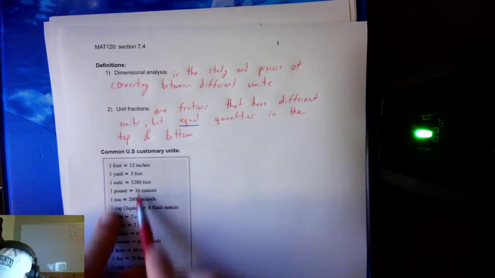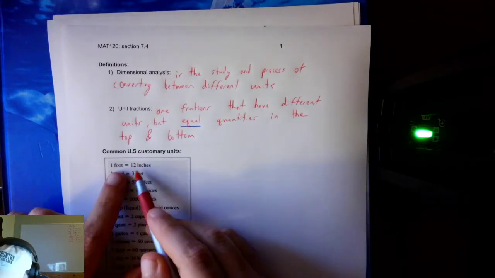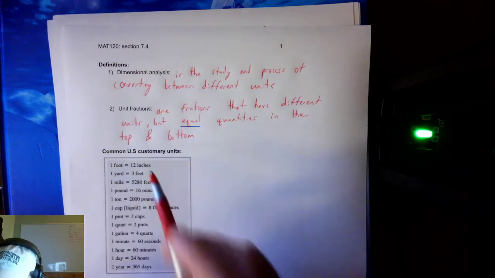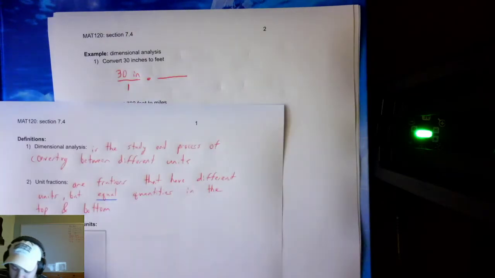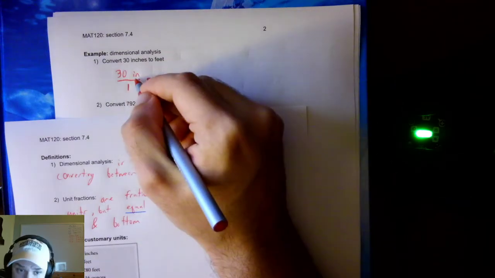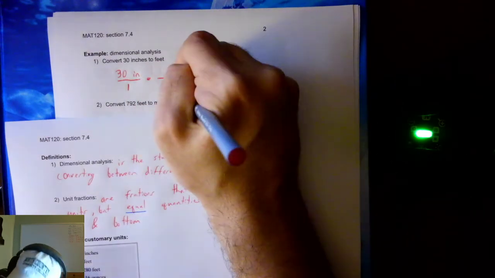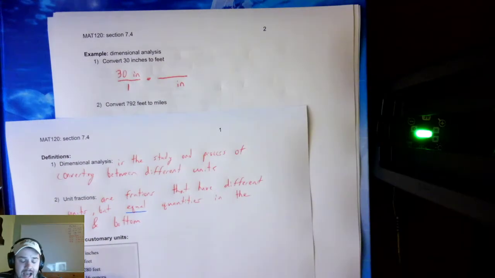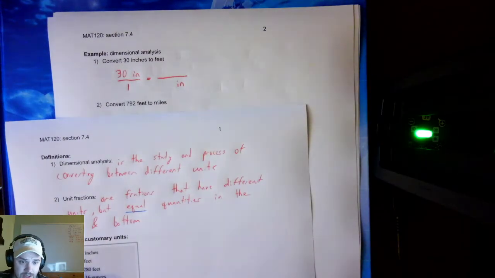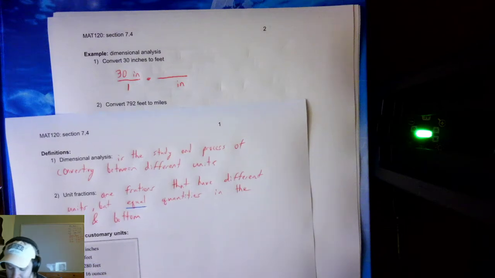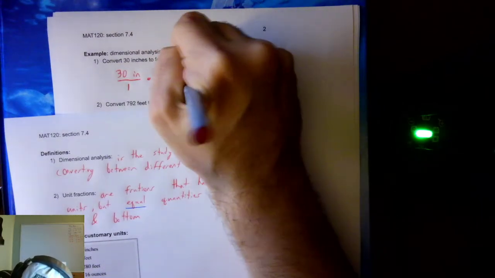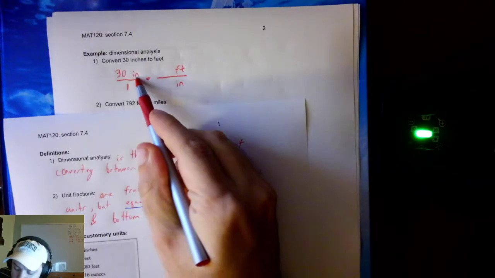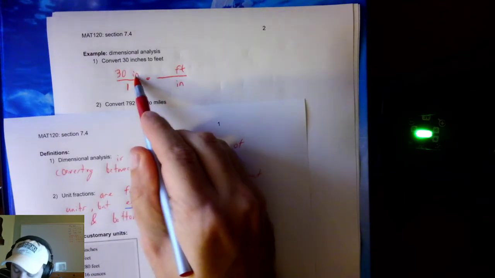Let's see here. Is there any unit fraction that relates inches to feet? There is, right? 1 foot is 12 inches. That relates inches to feet. Now, I need to be careful. Inches is in the top originally, so I'm going to put inches in the bottom here. I need to cancel inches, no matter what. And then I'm going to put feet in the top. So I choose the location of my units based on what I'm trying to cancel. If I'm trying to cancel inches in the top, I got to put inches in the bottom.